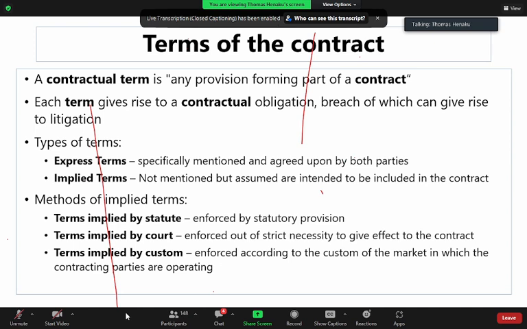So, the court would normally not imply terms just like that, because it is deemed that before the contract even gets to that extent, some of these necessary elements of the contract that ought to be considered to give the entire contract the business potency that it requires would have actually been considered. All right. Then we said, terms implied by custom.